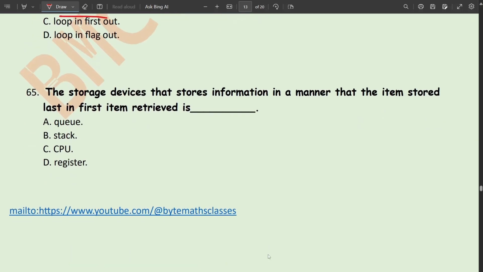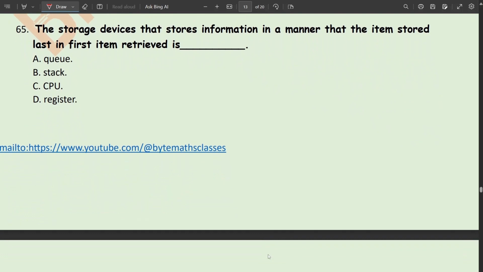Next, the storage device that stores information in a manner that the item stored last in first item retrieve is. So what? The option number B is correct, stack. The storage device that stores information in manner that the item stored last in first item retrieve is stack.